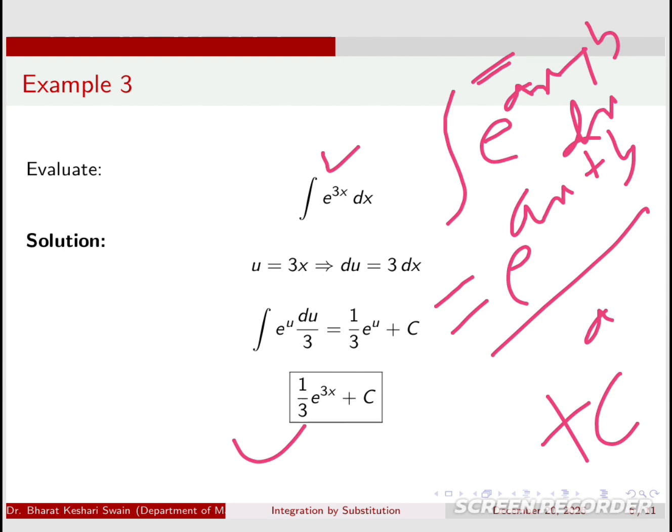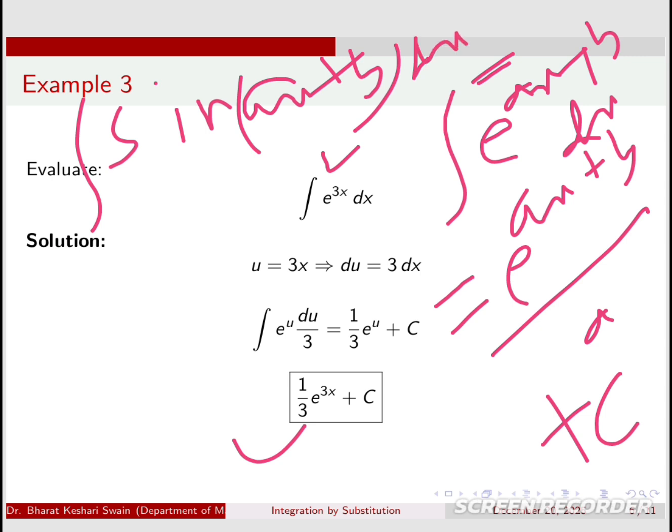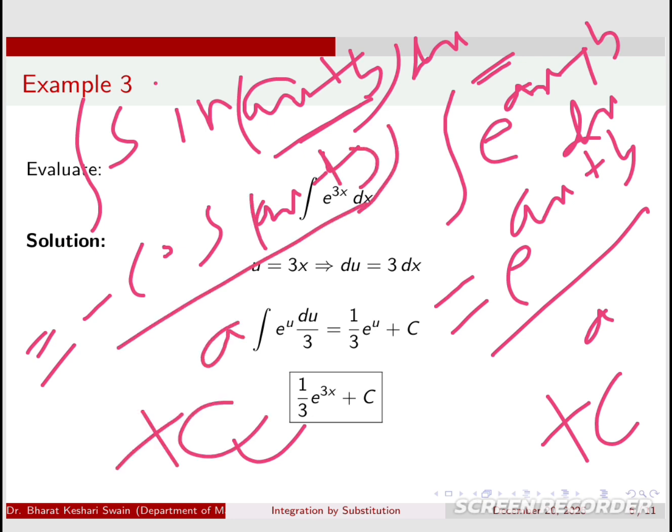Okay, now the same thing applies in every function: if in place of x we have ax plus b, in every formula. Suppose the integration of sin ax plus b dx. So what is the integral formula? Integration of sin x means minus cos x. But here, since it is ax plus b, therefore we take minus cos of ax plus b divided by a plus c. This is your answer.